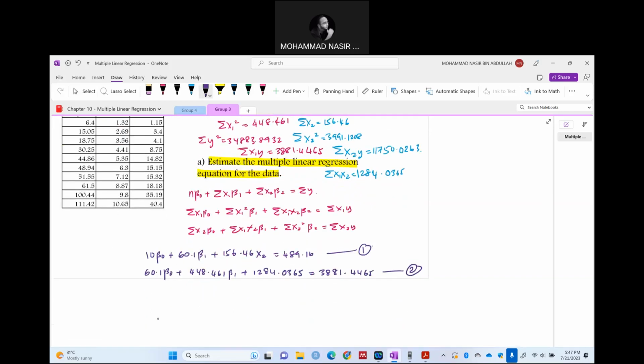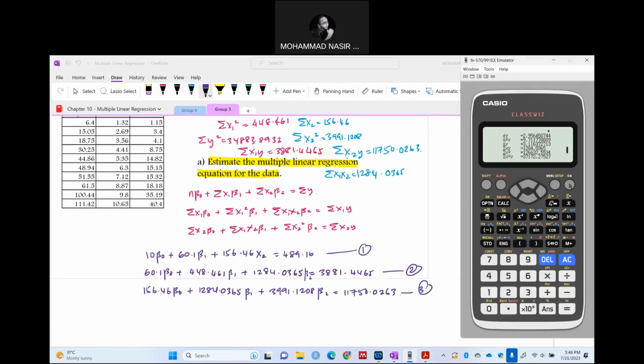Right. Last equation, summation of x2 is 156.46 beta naught. X1, X2 is 1284.0365 beta 1. X2 square is 3991.1208 beta, this is beta 2, equal to x2y, 11750.0263. Third equation. Right. So use calculator to solve the equation.